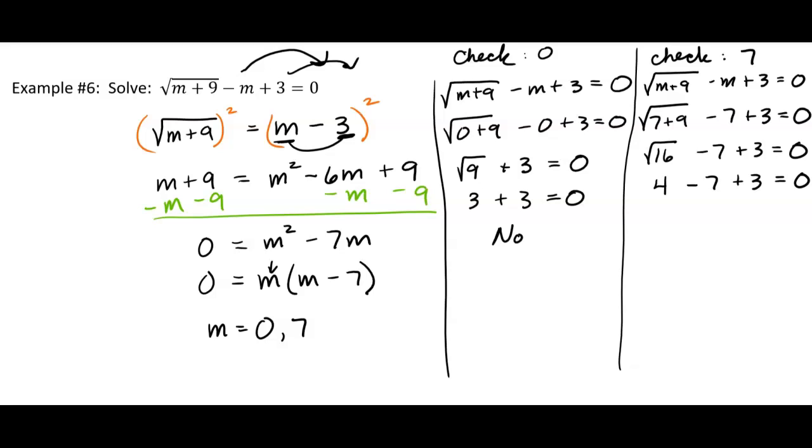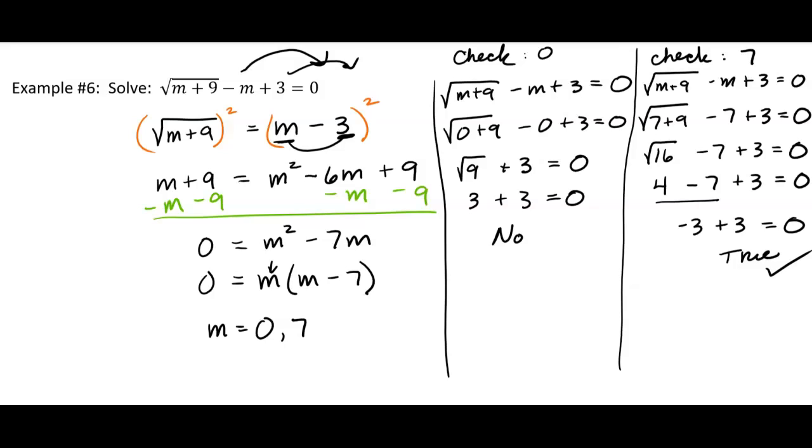Now remember the order of operations. For addition and subtraction, you do them together left to right. So 4 minus 7 is negative 3, and negative 3 plus 3 equals 0. Yes, that's true. That one checks. So one of our answers worked, and one of them didn't.